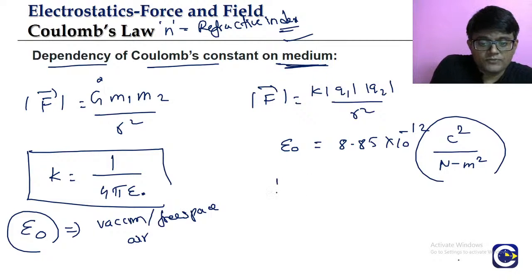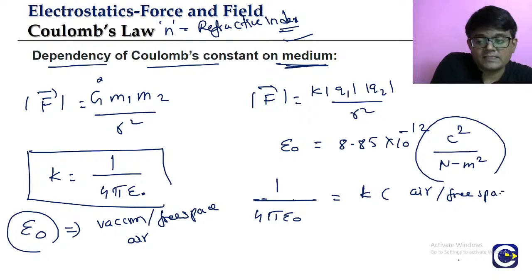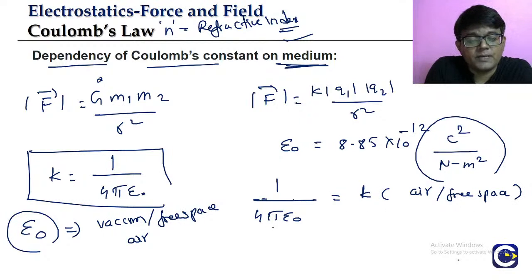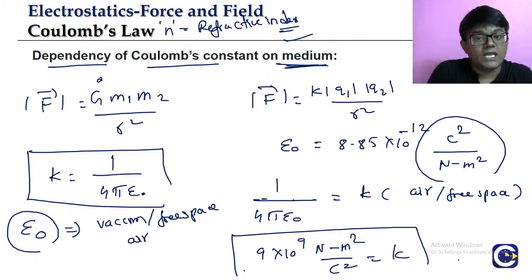If you substitute it in 1 by 4 pi epsilon naught, we get the Coulomb's constant K for the medium of air, vacuum or free space. Whichever medium we take, substituting its permittivity in the expression gives the corresponding Coulomb's constant K. Substituting 8.85 into 10 power minus 12, we get K to be approximately 9 into 10 power 9 Newton meter square per Coulomb square. This is the value of K for vacuum, air or free space.